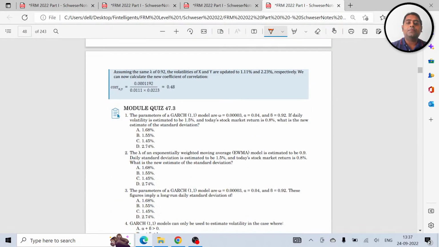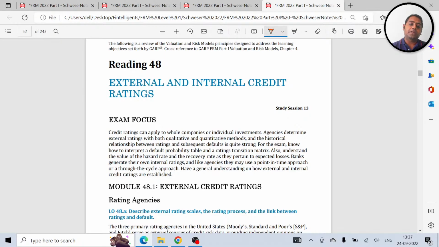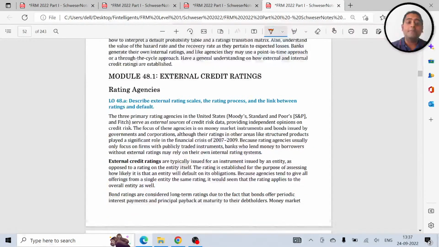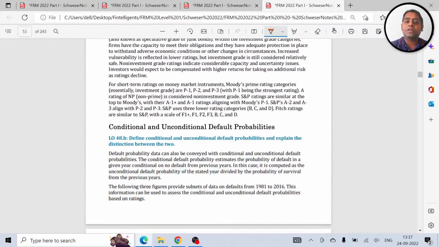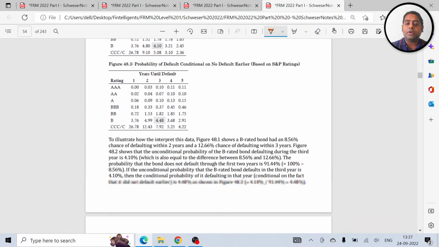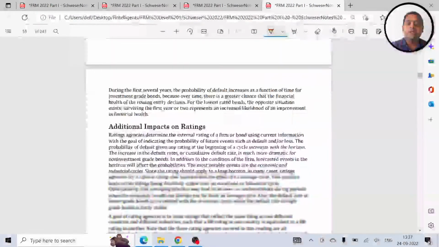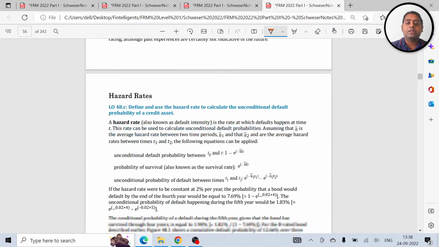I'm going to move ahead now towards the next chapter, which is your external internal rating. Now, in this chapter, primarily they have talked more or less about the theory. There's some calculation also over here, which is nothing but how do they calculate cumulative and unconditional. From the exam, I don't expect them to ask you this directly. They will more likely test you on this section if they ask you in terms of the theory, or else the hazard rate.